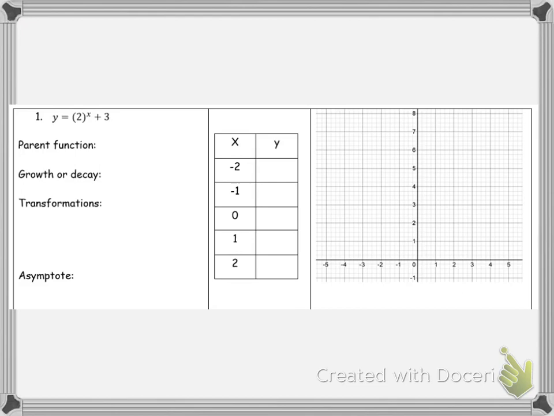All right, let's look at this first example. It says y equals 2 to the power of x plus 3. Let's handle everything on the left side first. Remember from what we did in class before, the parent function is only the base raised to the power of x. So the parent function will be y equals 2 to the power of x. And remember, your base is always in parentheses.